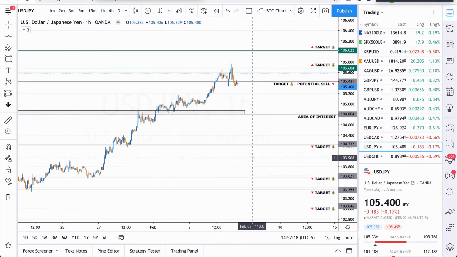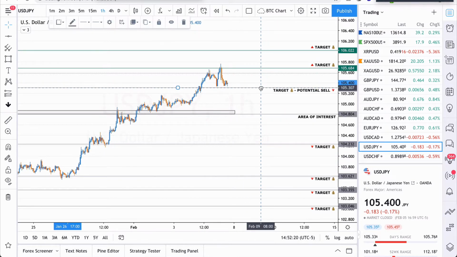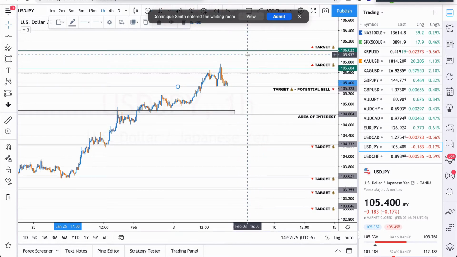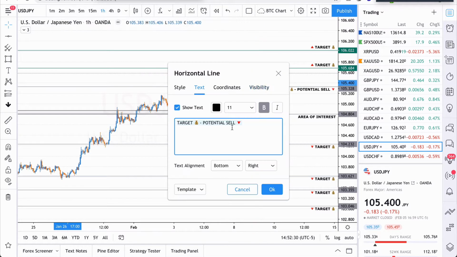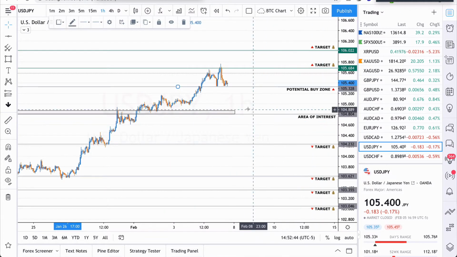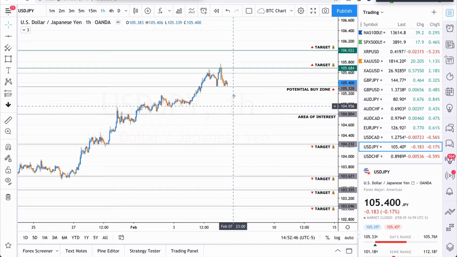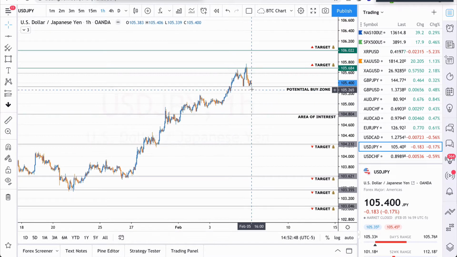So I am going to leave this because I still like this. So right here, nice and clean. Look for a continuation. So we'll call this potential buy zone. And we'll be going up. If it breaks below this, sell it down.